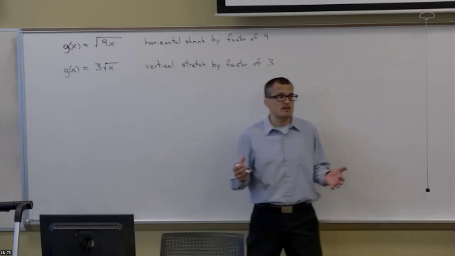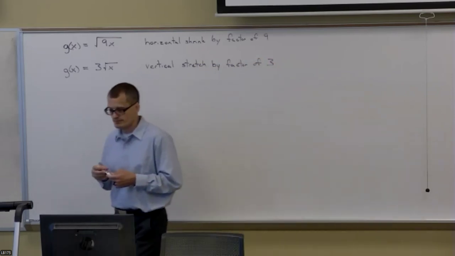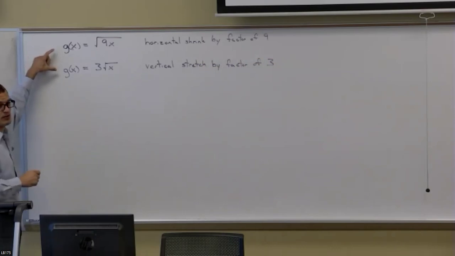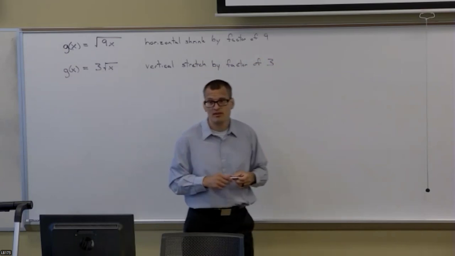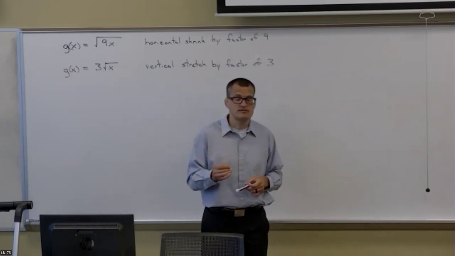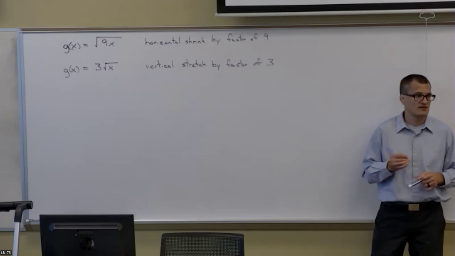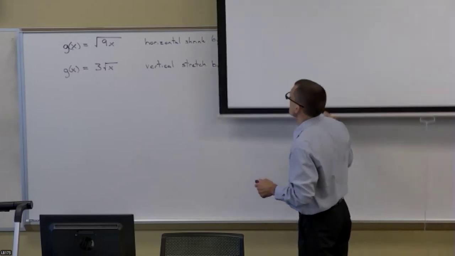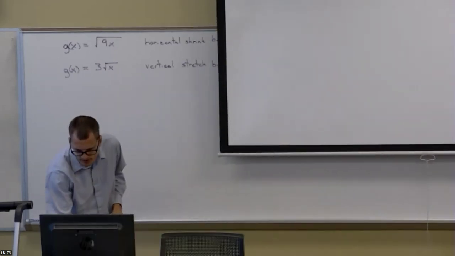So what we're saying is that those 2 different things are identical graphs. A horizontal shrink by a factor of 9 is producing the same graph as a vertical stretch by a factor of 3. And obviously we can confirm that, and that.